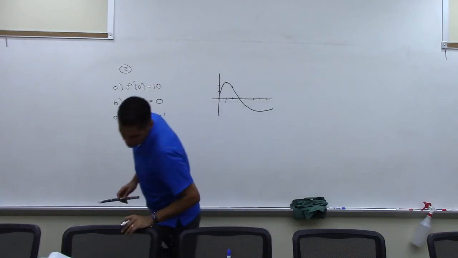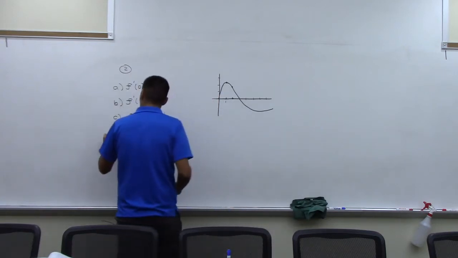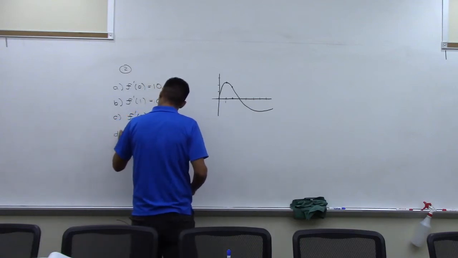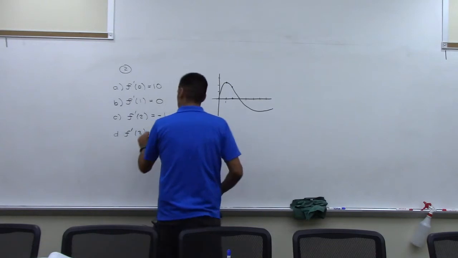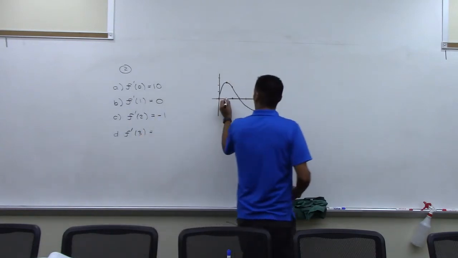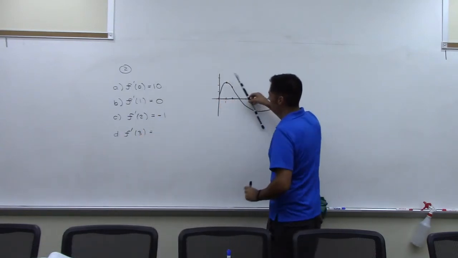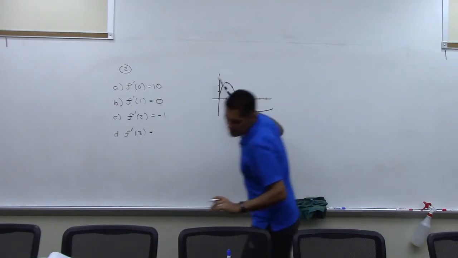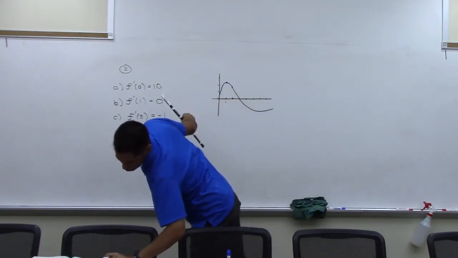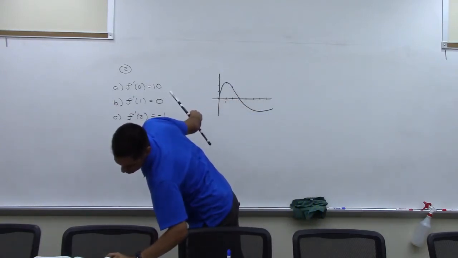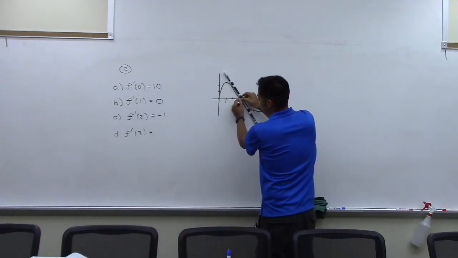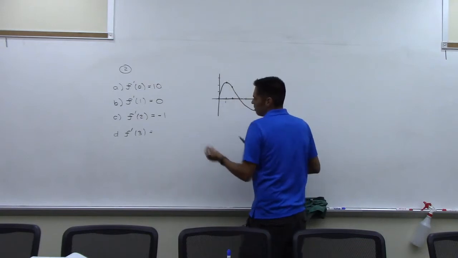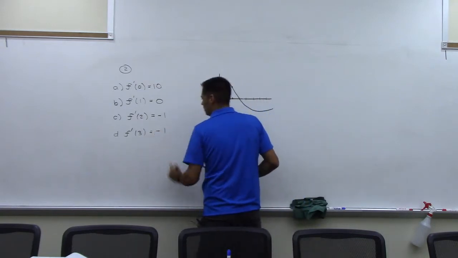And let me keep going. For D, we want f prime of 3. So at 3, 1, 2, 3, I don't know. Boy, it's hard to guesstimate these. Maybe that looks more like -1 right here. This one, it's close enough. I'm going to say -1 also.